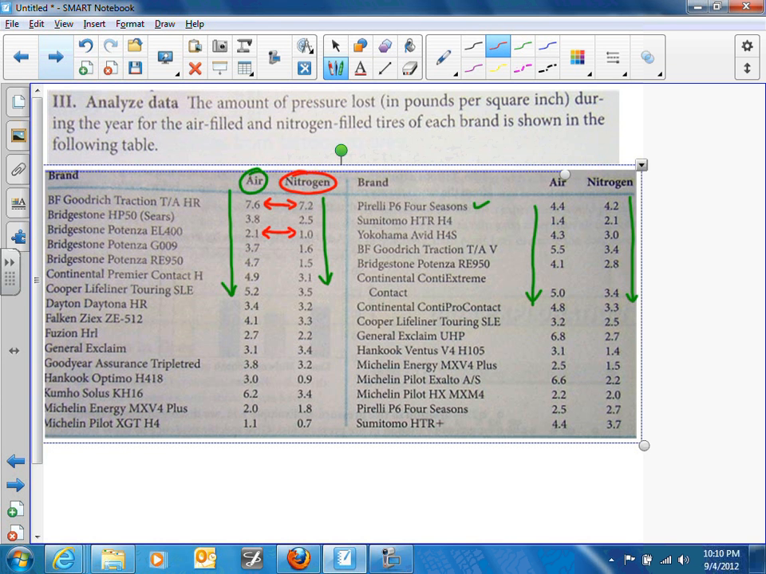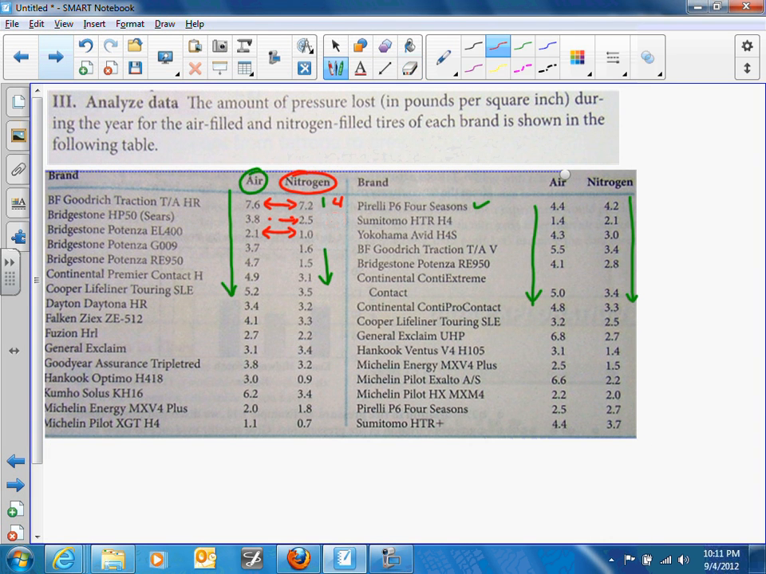Or you can create a graph that will, I guess, show you, or a dot plot would show you basically, it could show you the plus or minus of how much was lost. Like for instance, from air to nitrogen, it's a difference of 0.4. So 7.6 minus 7.2 is 0.4. 3.8 minus 2.5 is 0.7. I'm sorry, my mistake. 0.13. I guess my math is not very good today. So 0.13.